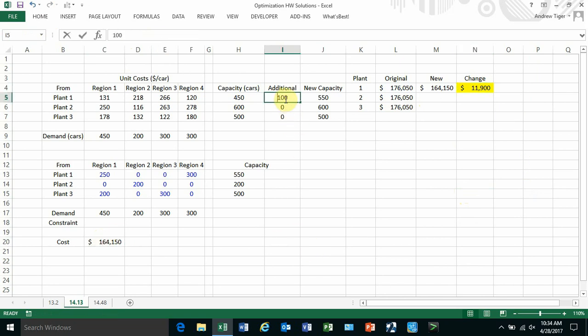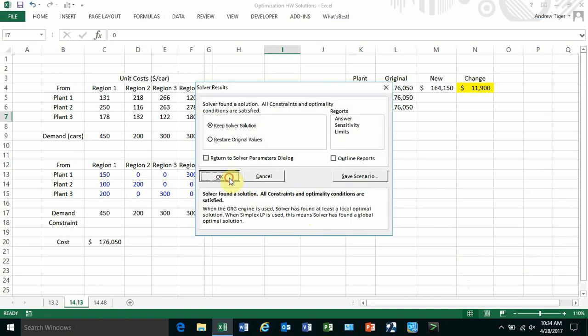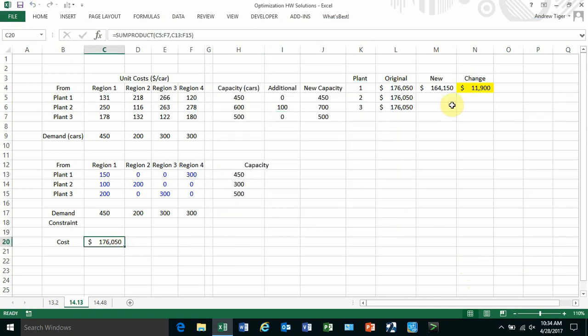So let's take it off this one, put it here, and solve it. And notice the change. There was no change. So if there's no change, then there's zero benefit of that.